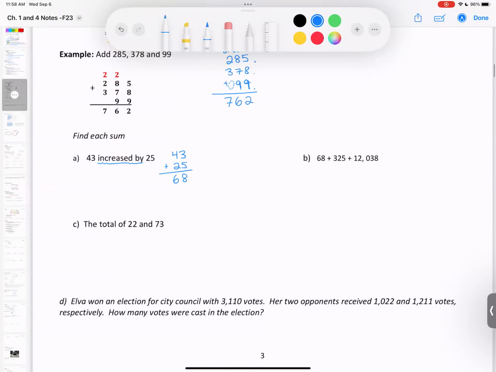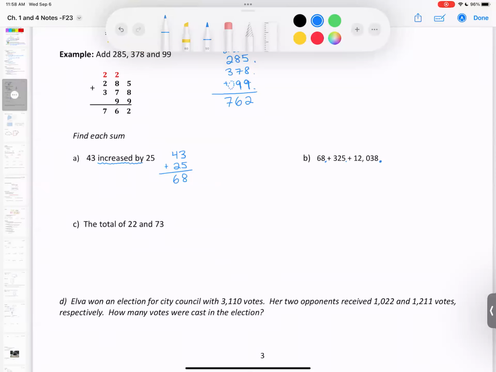Okay, let's do B. Ooh, this is kind of a doozy one, hey? Okay, so let's first line this up. So remember, these are all whole numbers, so you can think of the decimals as being to the right. So pause this video and see if you can line those up.